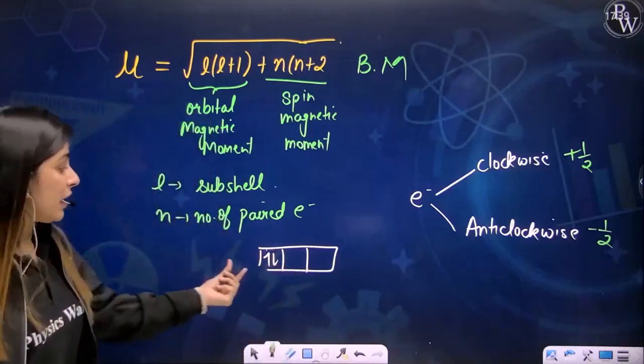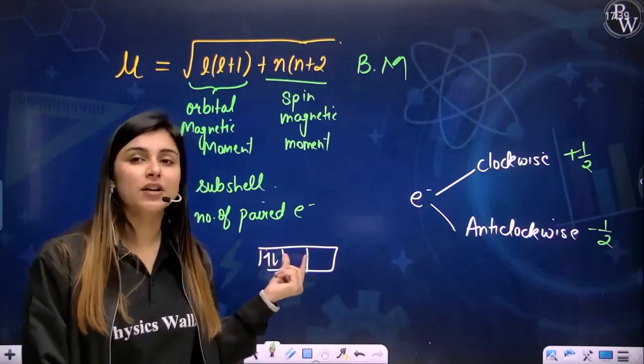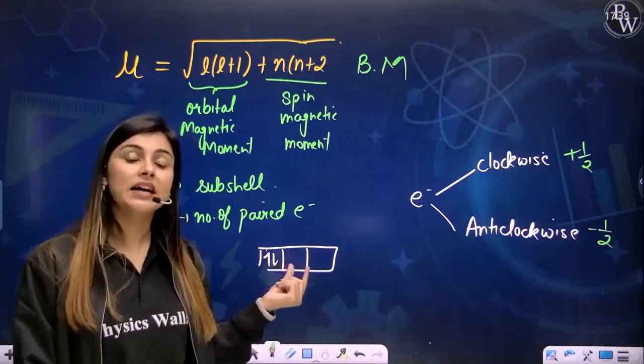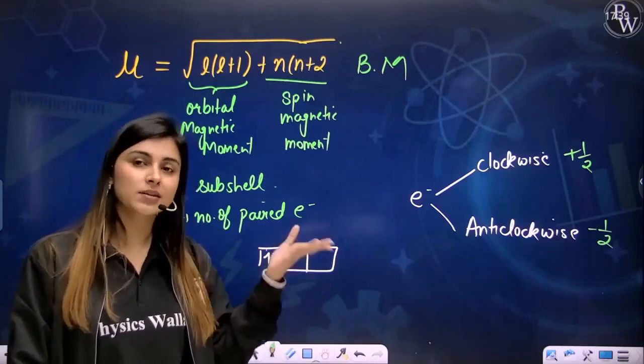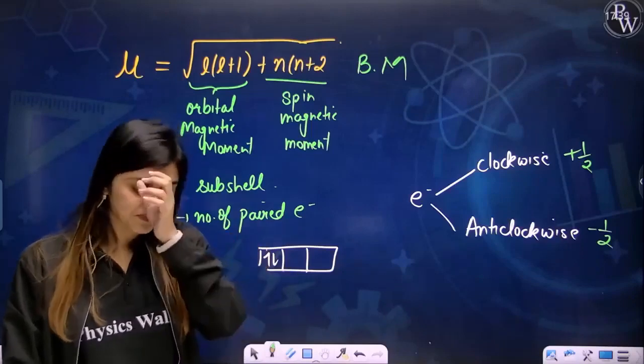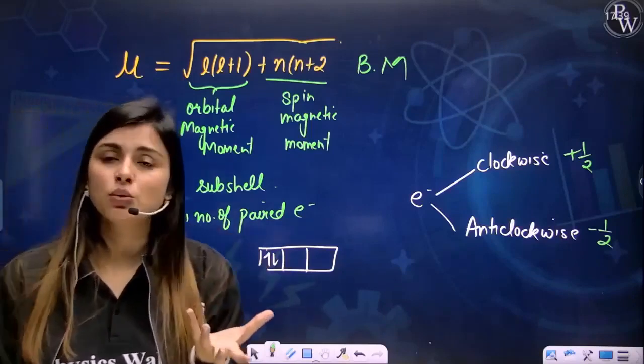So now, if both of the electrons are present in an orbital, this means that total spin here would be 0 because both of them will cancel out, right? So this is the factor which you need to understand.